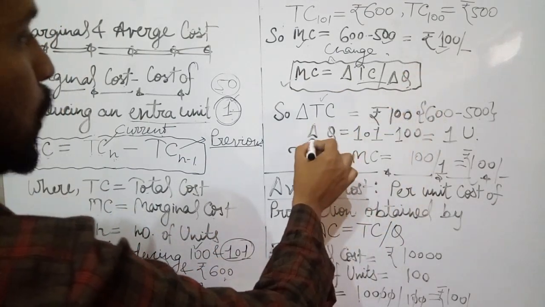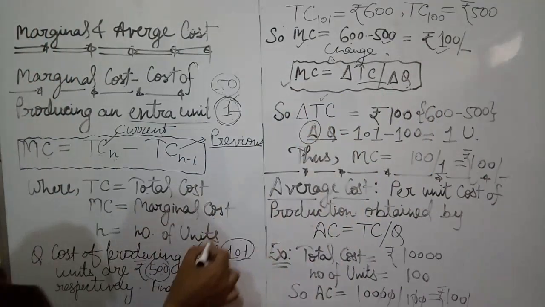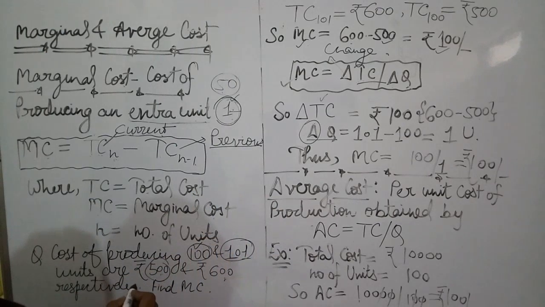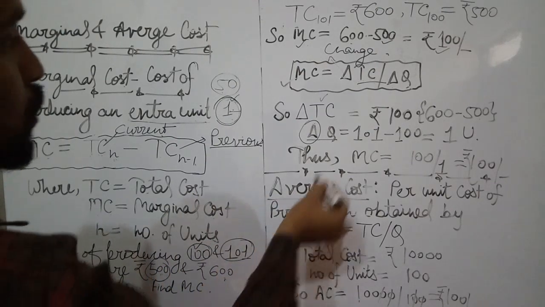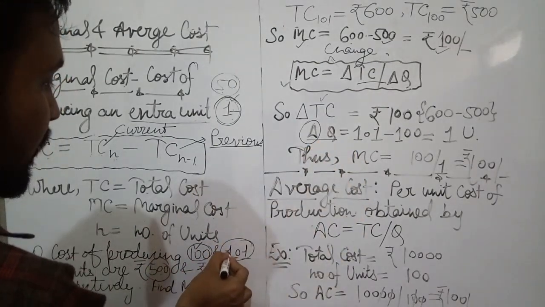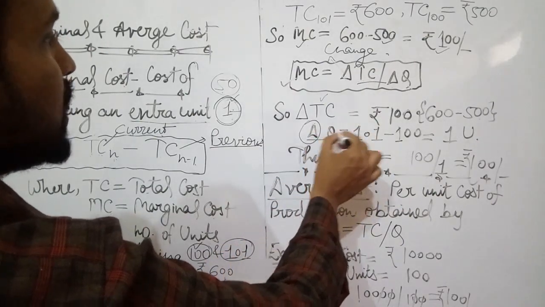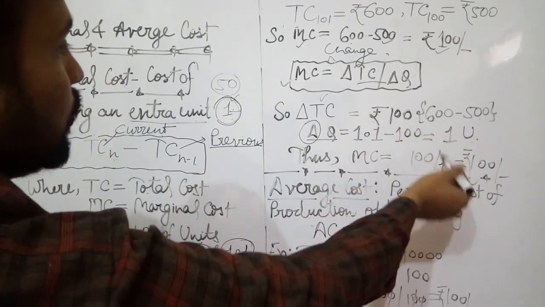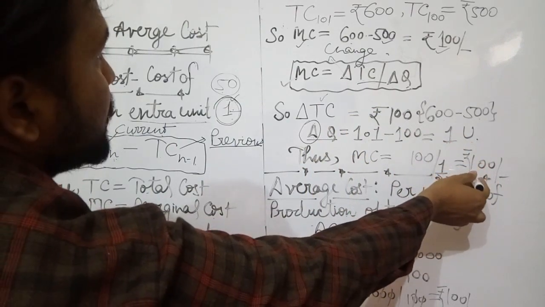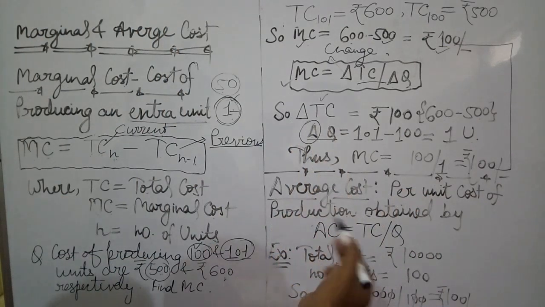In the same way, now we have to look at the change in total quantity. Total units previously were 100. Now currently it is 101. So we can see that there is one additional unit that we are putting. So the total change in quantity is only 1 unit. We can put these values into the formula and calculate the MC. These both will be the same. It's up to you which formula you are using.